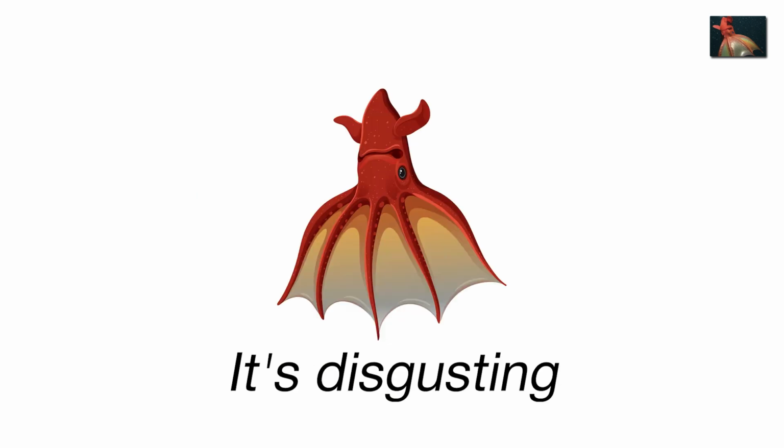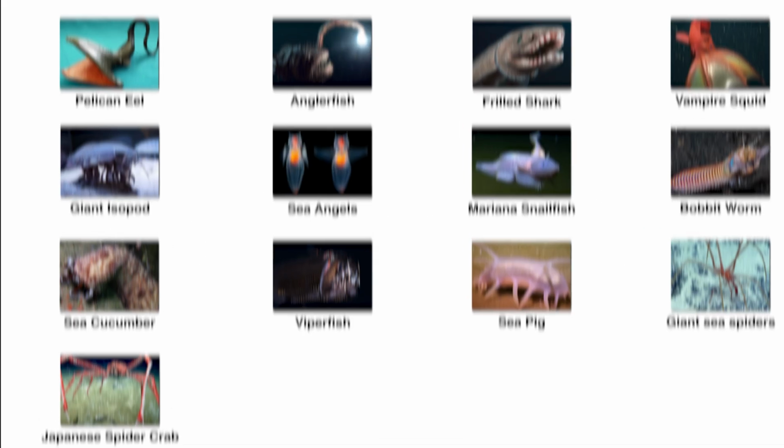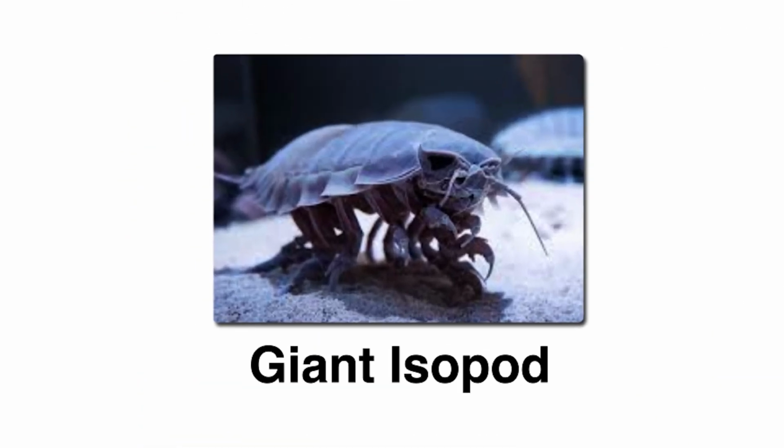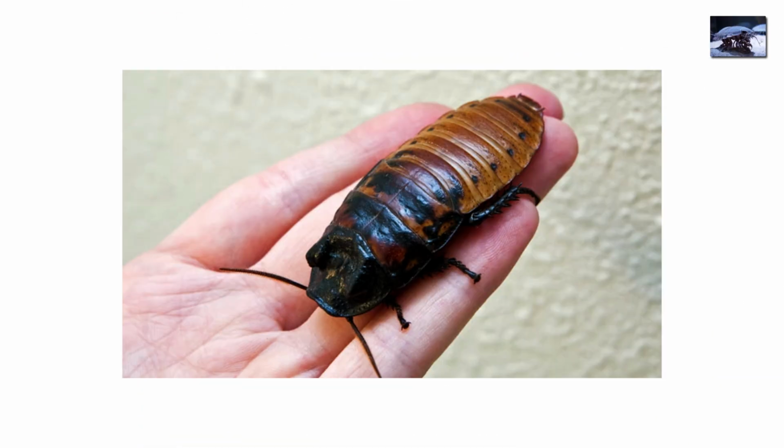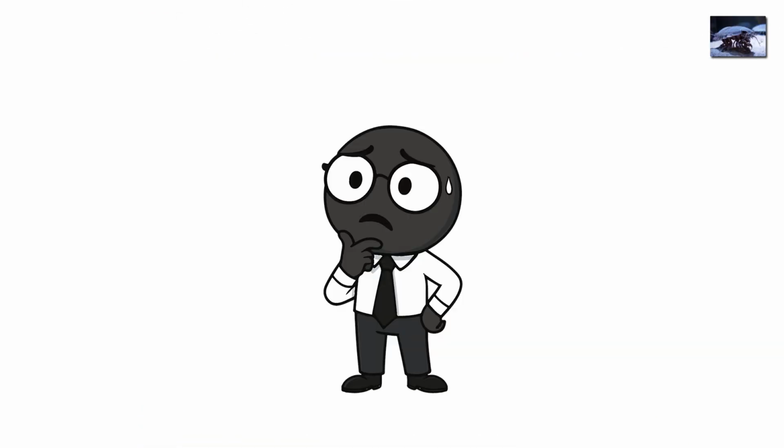It's elegant, it's disgusting, and it's a reminder that survival doesn't always look heroic. Sometimes, it just looks weird. Giant isopod, the deep sea cockroach. Imagine a cockroach. Now imagine it's the size of your dog.